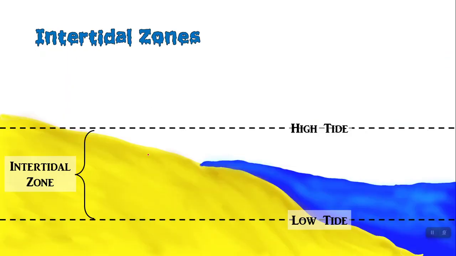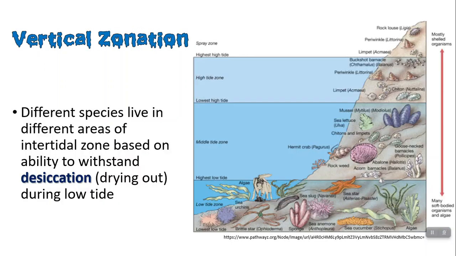So here's just a diagram showing you what an intertidal zone looks like. It's the area between high tide and low tide. So this diagram is showing you halfway between high tide and low tide. But when you approach high tide, then the water is going to reach all the way up to here. And when you have low tide, the water is only going to reach to here. So that area in between is the intertidal zone, and that's the area that needs special adaptations.